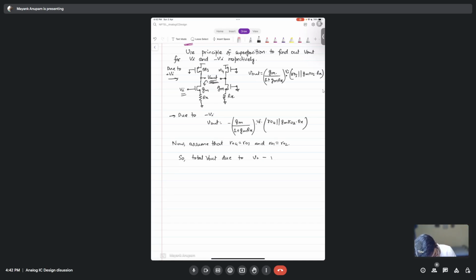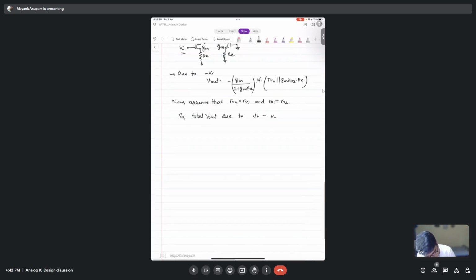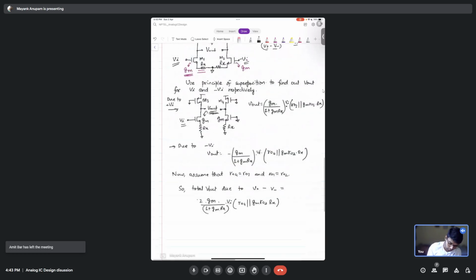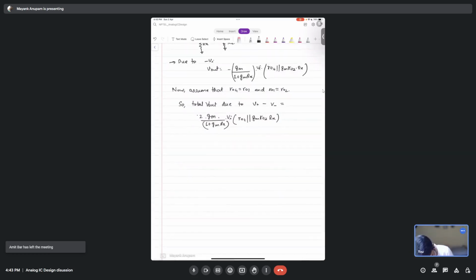GM. Correct. That will be 2 times GM divided by 1 plus GM Rx, into Vi, into RO4 parallel GM times RO2, times Rx. Okay. Yes, sir. Fine. So this is V out, and what will be the gain in that case?